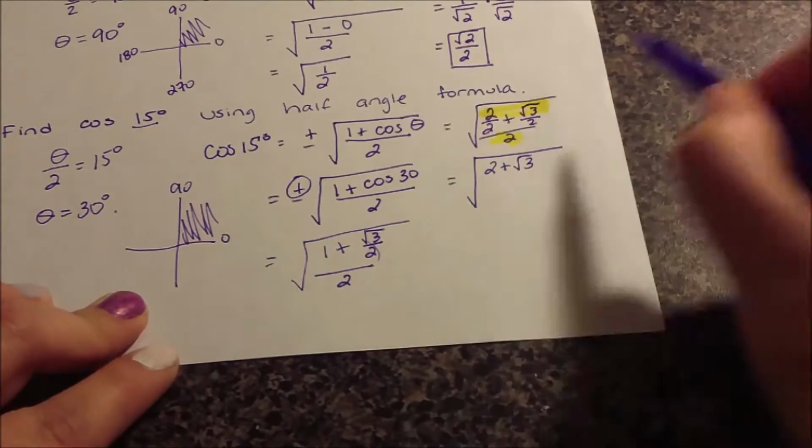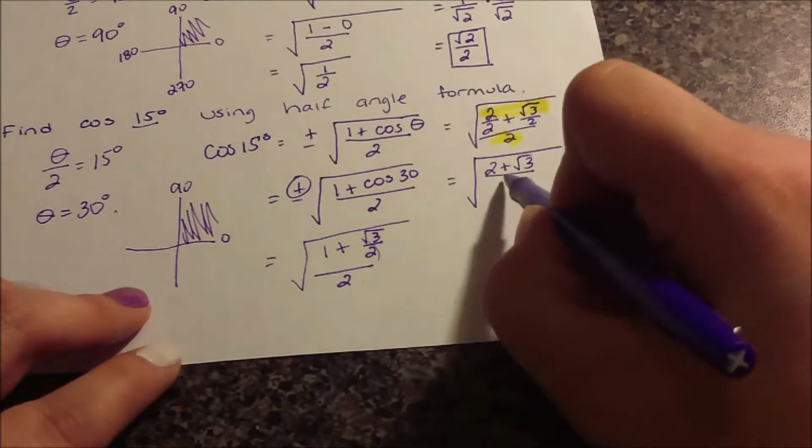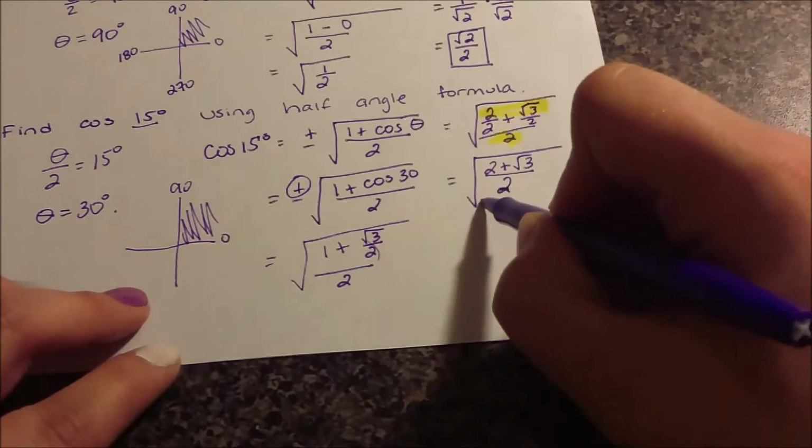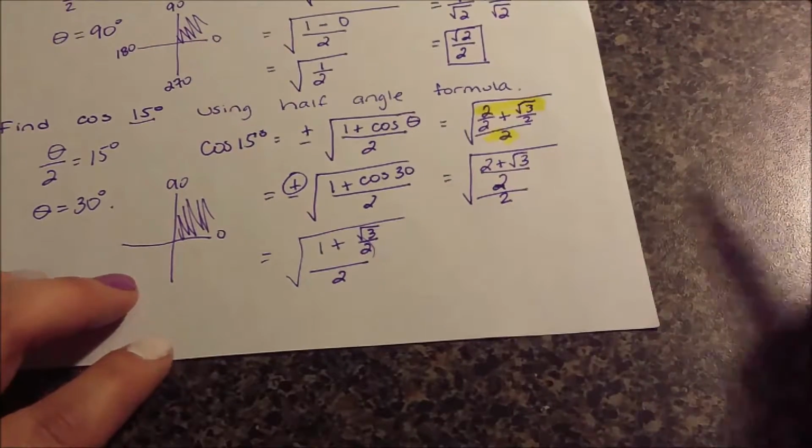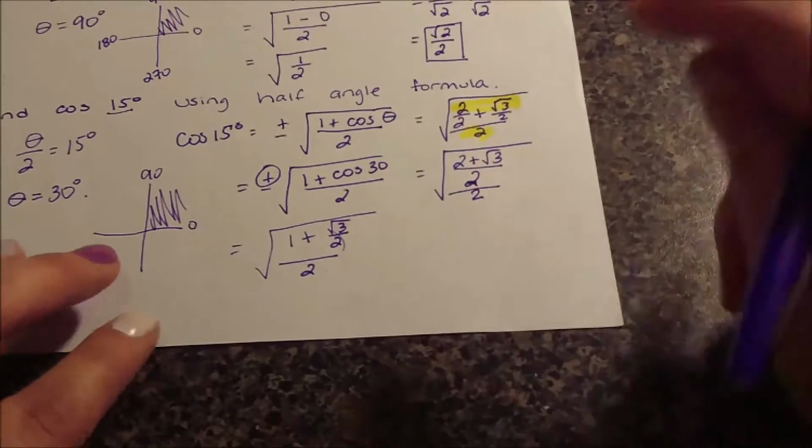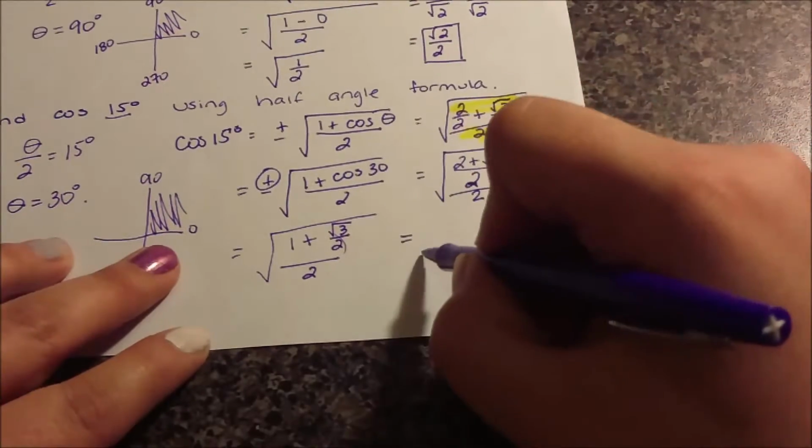But my goal ultimately was to try and combine those into one denominator. So now I've got that 2 there. And this is still all over 2. All of that is still underneath the radical. Now here is another place where I saw a common error.